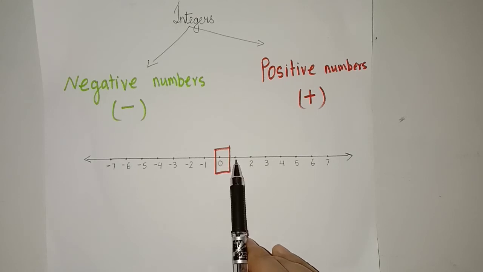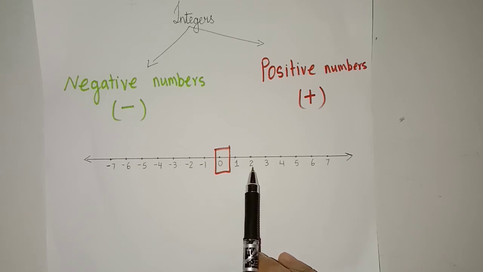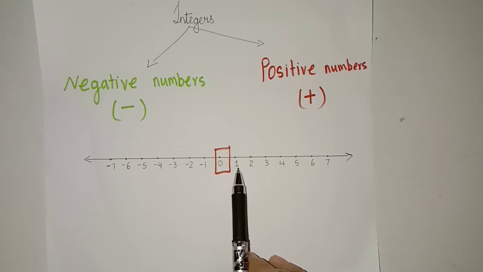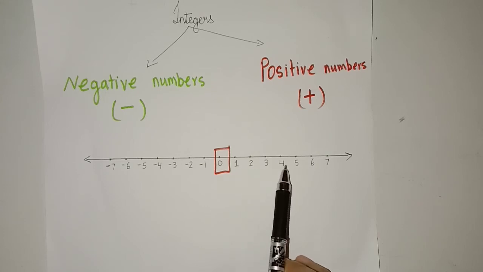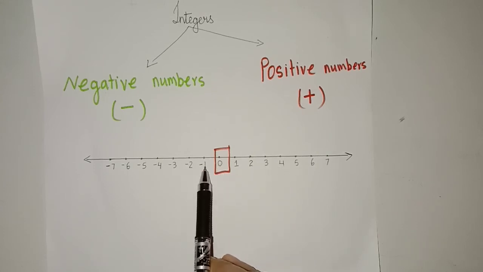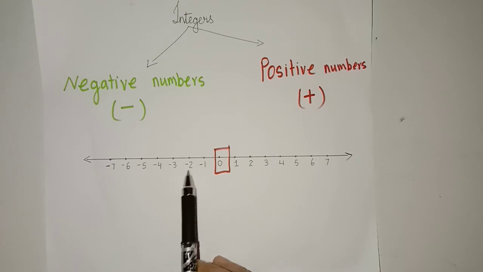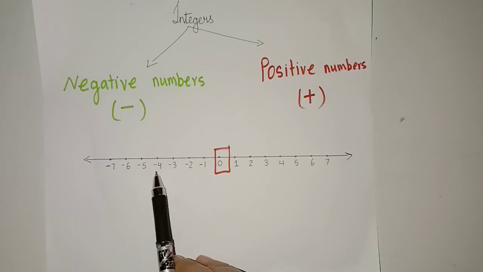If it is 1 centimeter far, then how far is 1 from 2? It should be the same, 1 centimeter. If you take from here to here 1 centimeter, then here to here also 1 centimeter. Here also the same thing, 1 centimeter each. It should be the same thing.